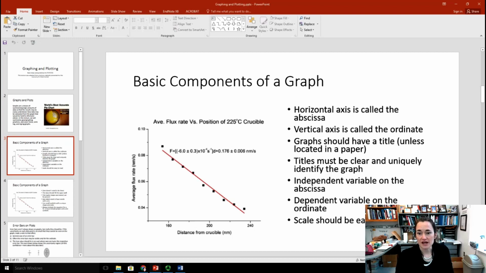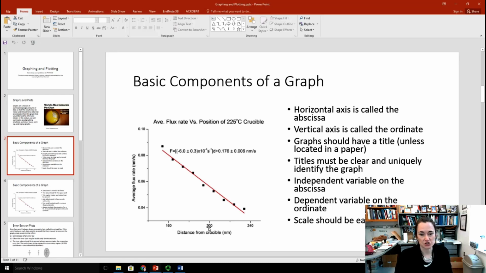Now, the titles have to be clear, and they have to uniquely identify the graph. You also don't necessarily want them to be too wordy or too long, but it has to be specific enough so that people know what you're talking about. In other words, a title shouldn't be "graph 1" for a talk. That's not okay. The independent variable you're going to put on the horizontal axis, the abscissa, and the dependent variable you're going to put on the vertical axis, your ordinate.